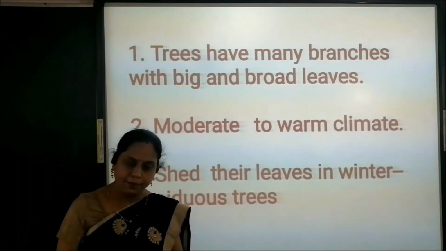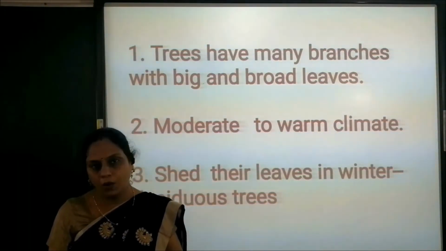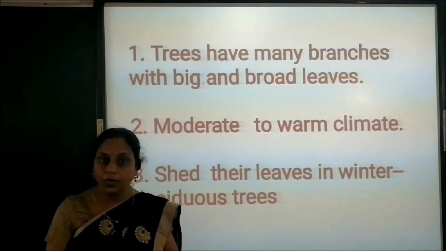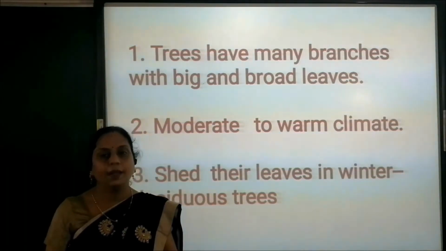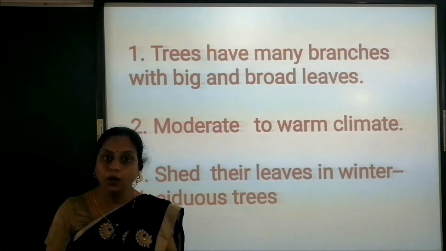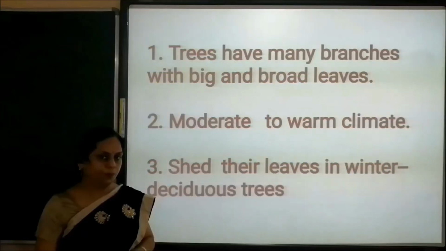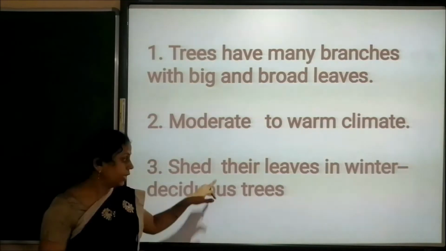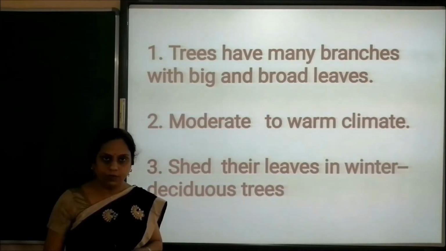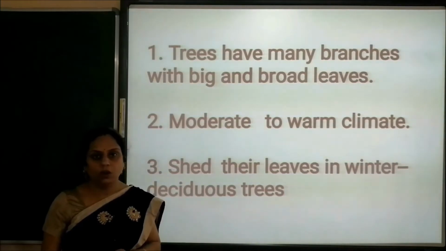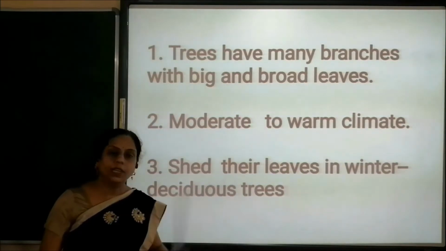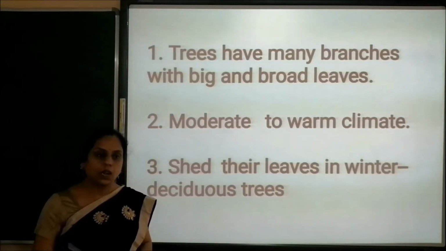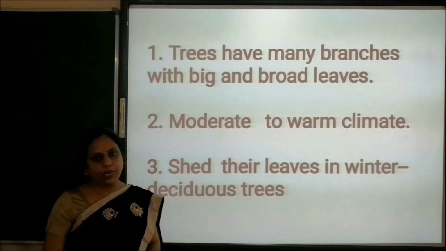They require a moderate to warm climate to grow. So what is a moderate climate? Climate which is neither too hot nor too cold. They shed their leaves in winter. Shed means to lose or to fall. So they shed their leaves in winters. And those trees which shed their leaves in winter are called deciduous trees.